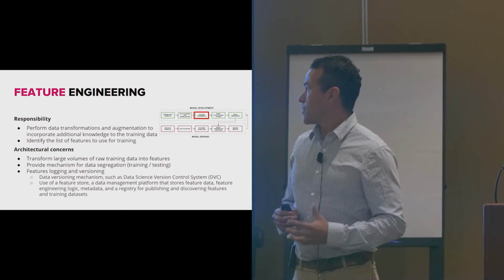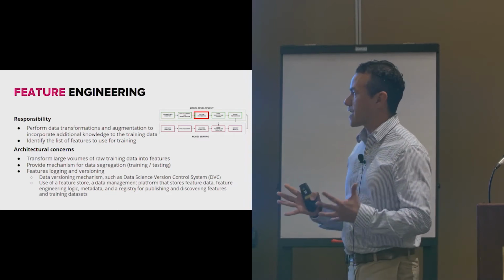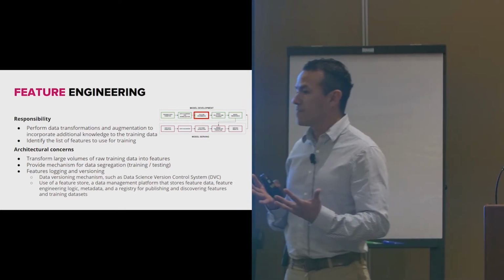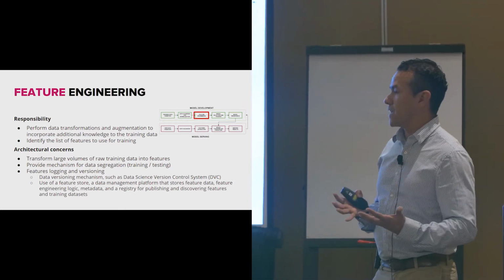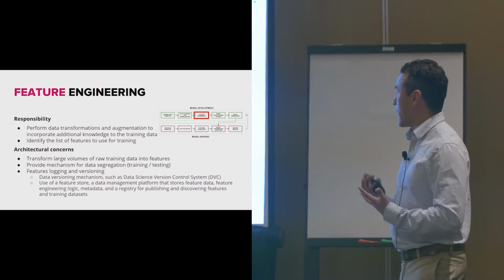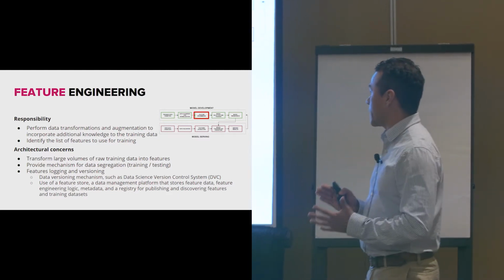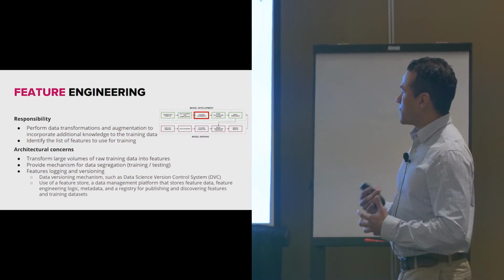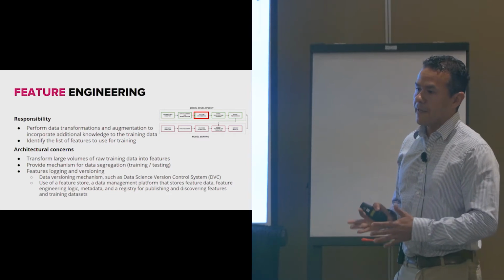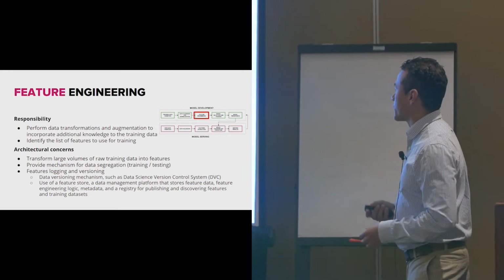The next really important activity here is feature engineering, where once we have this raw data that has been cleaned and normalized, the data scientists identify features, which are the essential inputs that are needed by the model to make their predictions. Some of the architectural concerns associated with this step include, again, the transformation of large volumes of data, but this time into features, and the provision of mechanisms for data segregation, because the data scientists need to be able to separate the data into training, testing, and even evaluation sets.